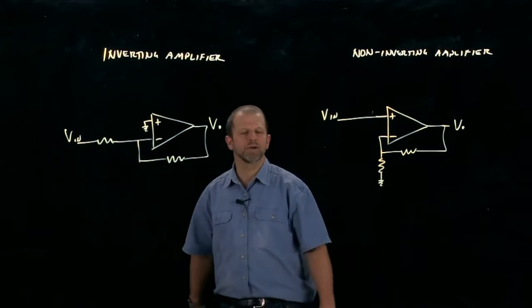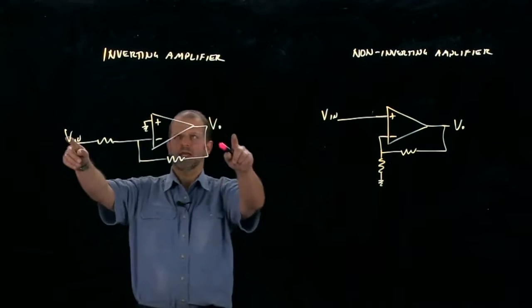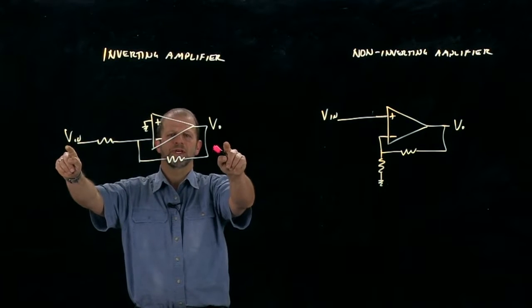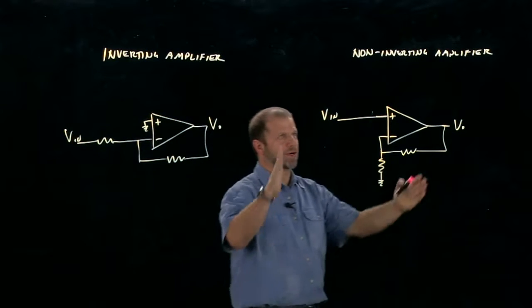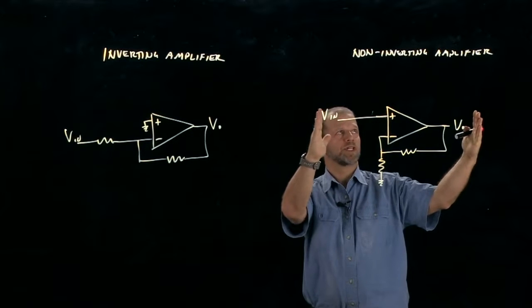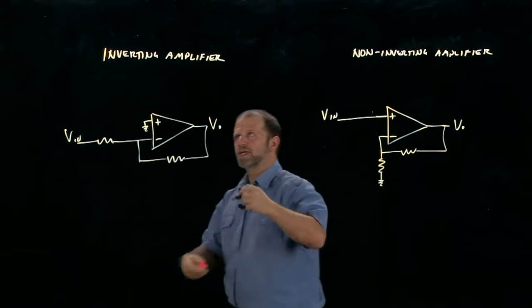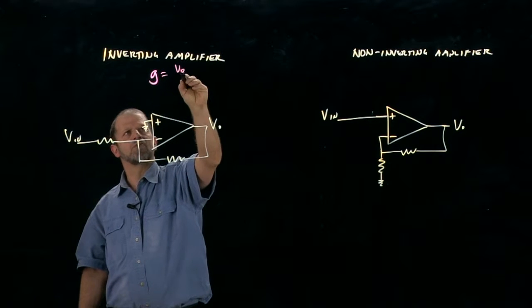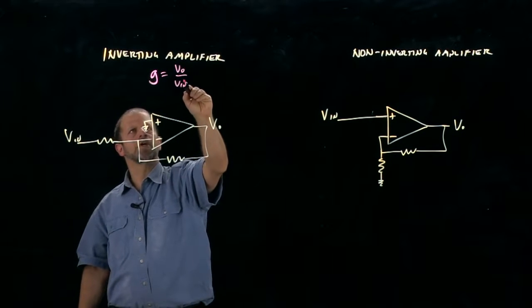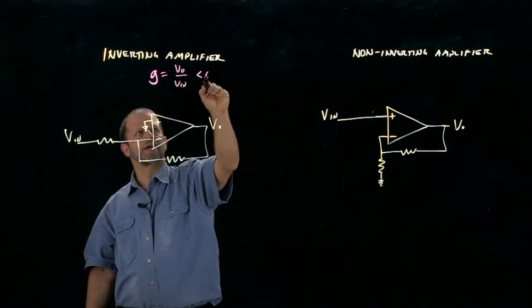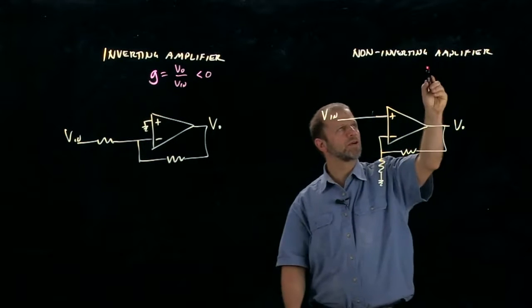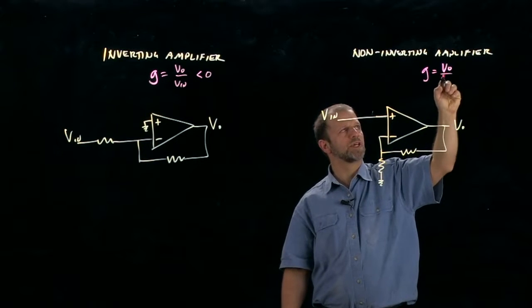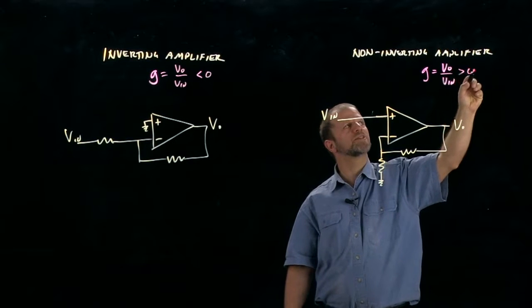Inverting versus non-inverting amplifiers. This is an inverting amplifier configuration. The whole thing is an inverting amplifier. This whole thing is a non-inverting amplifier. What that means for the inverting amplifier is the gain, which is the ratio of the output voltage to the input voltage. Here, that is going to be a negative number, whereas the gain over here, the ratio of the output voltage to the input voltage, is going to be a positive number.